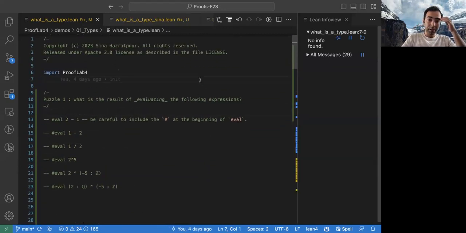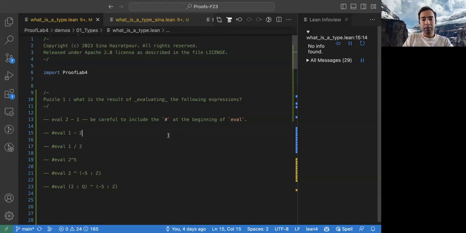Right. So let me start with some puzzles. Actually, how many of you had time to go through the source file type.lean? Did anybody have time to go through that? Since nobody's saying anything, I assume that nobody actually had time to go through that.